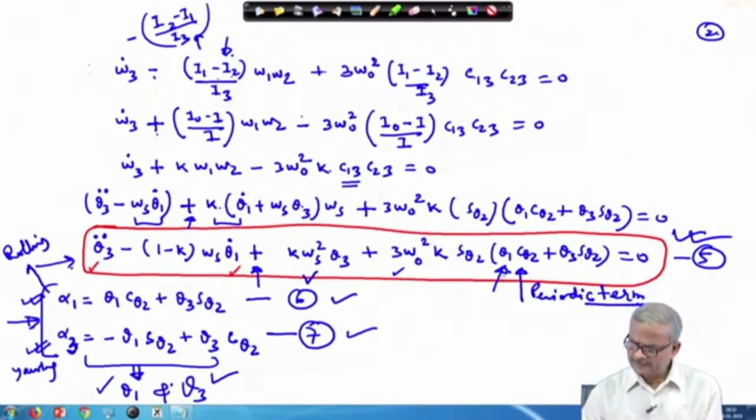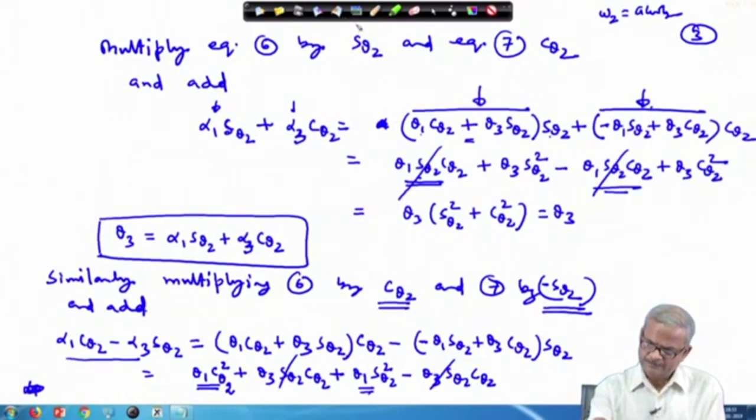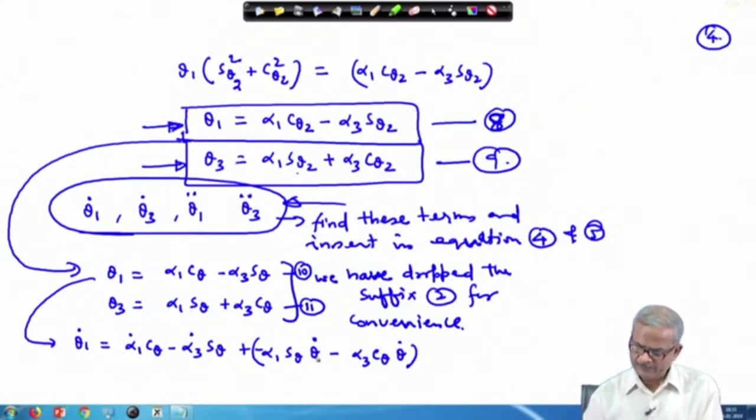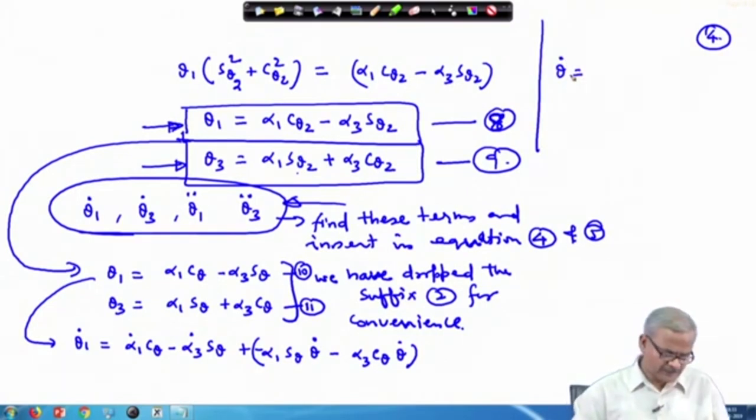So, remember that the angles theta 1, theta 2, and theta 3 are being measured with respect to the orbital axis system. So, therefore, appropriately we have to put theta dot here, and in the beginning itself we were discussing this. So, the theta dot quantity we have to write here. So, theta dot will be omega s plus omega 0.